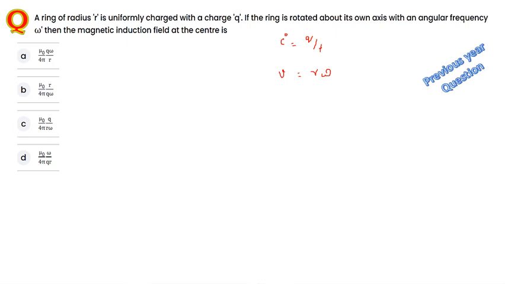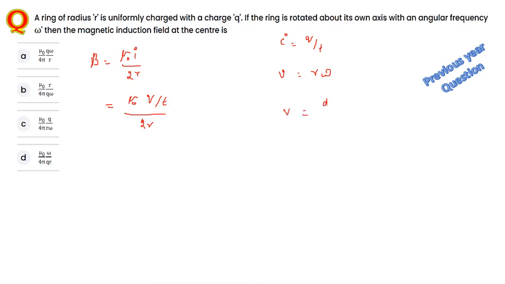Then what they are asking here is magnetic induction. Magnetic induction formula you already know. B is equal to mu naught I divided by 2 into R. This is the general formula for magnetic induction. From this, they have given the I value, so from charge you can find out the I value here. Now I just substitute in this case, mu naught, and instead of I I just mention Q divided by T, and the whole divided by 2R.